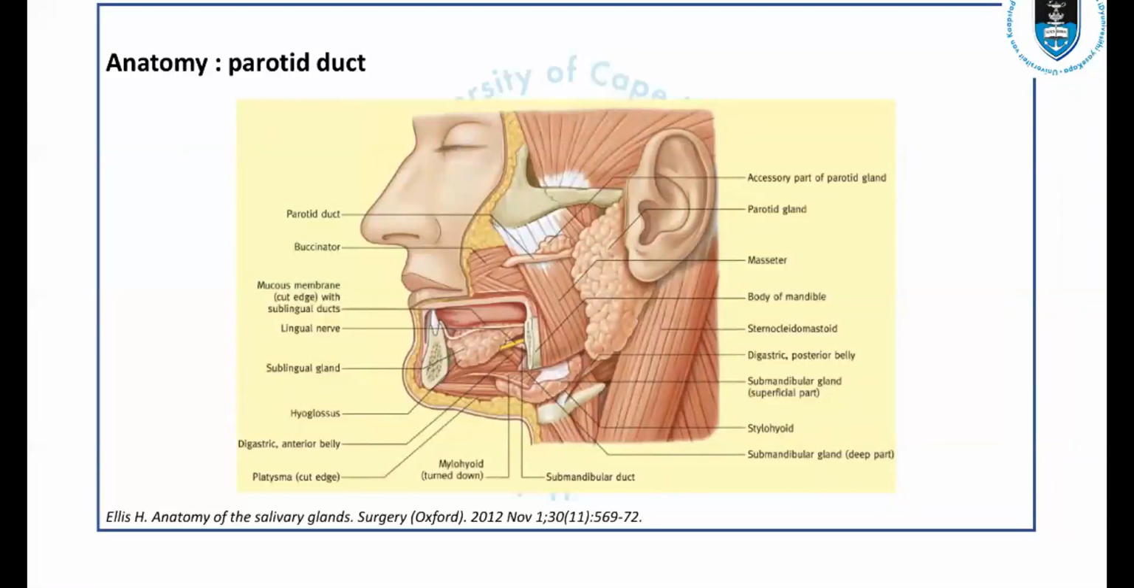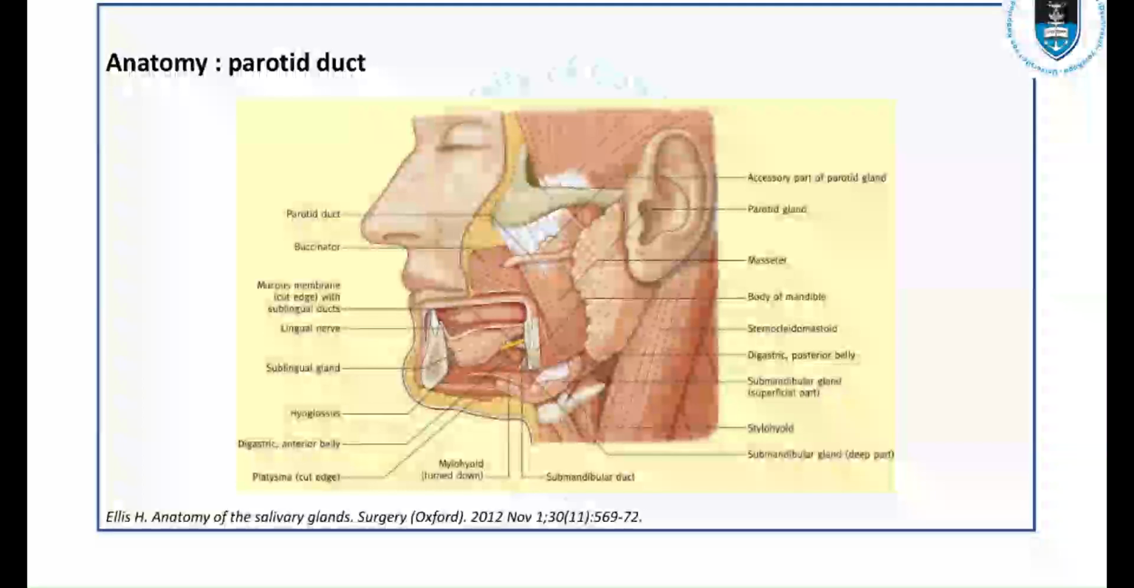The anterior border of the masseter muscle is the line that divides the parotid ductal system into an anterior zone, that is papilla to anterior border of masseter, and a posterior zone, that is anterior border to the hilum of the glands.